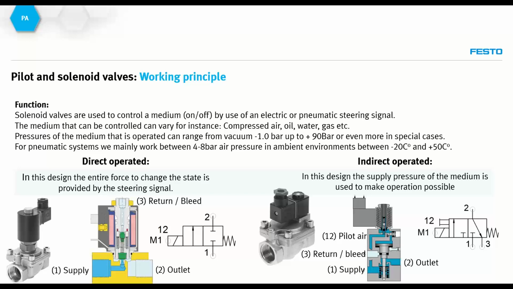The benefit of this is that we can build much smaller products, which are much more compact, but also the voltages can be kept relatively small.